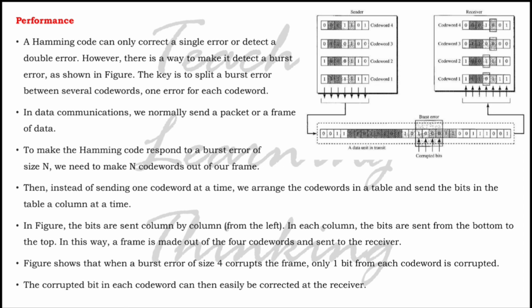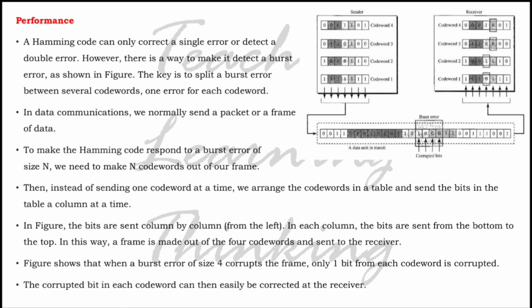Then instead of sending one code word at a time, we arrange the code words in a table and send the bits of the table one column at a time. So in the figure, the bits are sent column by column from the left. In each column, the bits are sent from bottom to top. In this way, a frame made out of 4 code words is sent to the receiver. The figure shows that a burst error of size 4 corrupts a frame. Only one bit from each code word is corrupted. The corrupted bit in each code word can easily be corrected at the receiver.